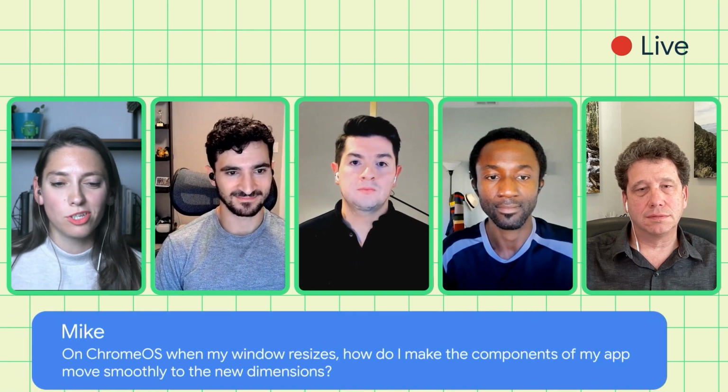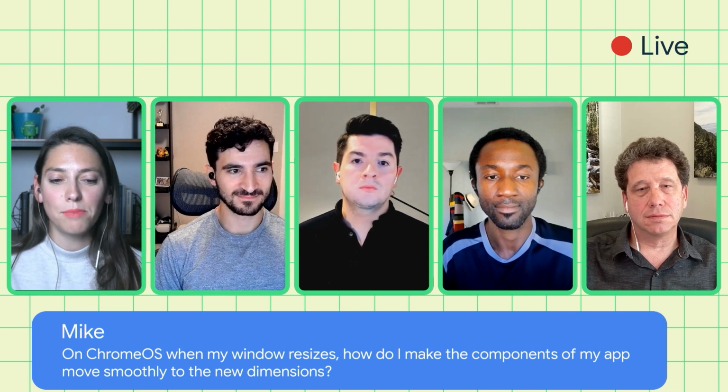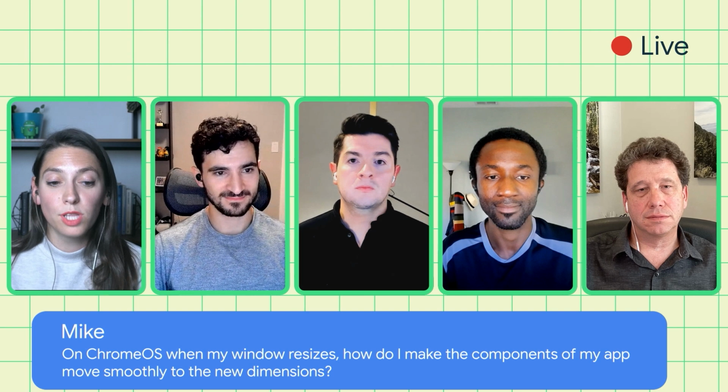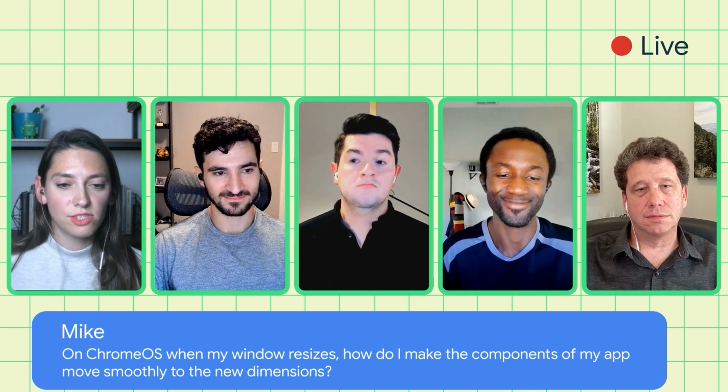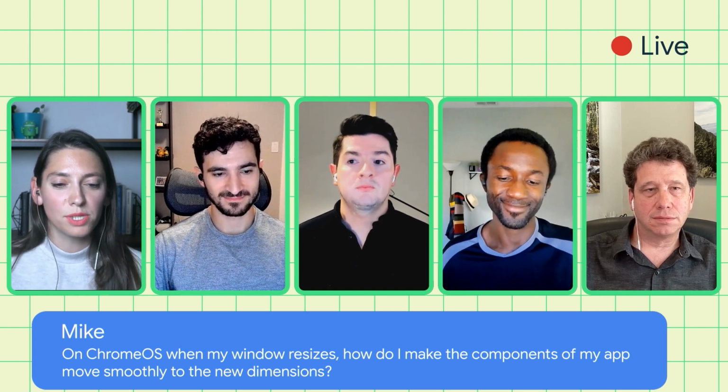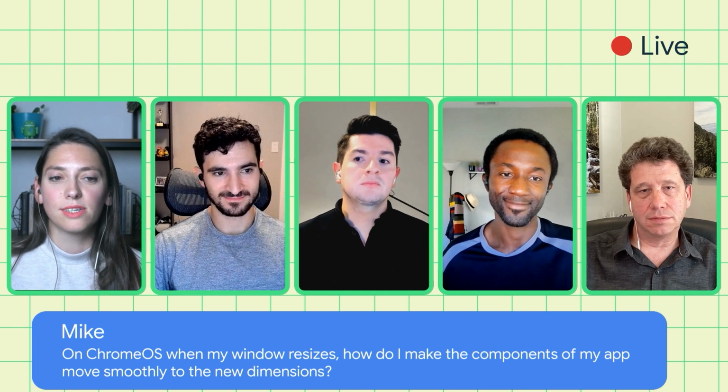And our last question on Chrome OS, but I think this might apply for general large screens, not just Chrome OS. When my window resizes, how do I make the components of my app move smoothly to the new dimensions? So not just the navigation rail, but all components.